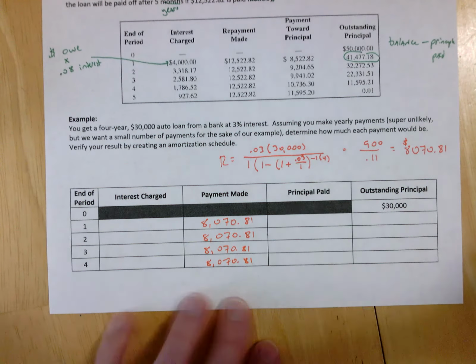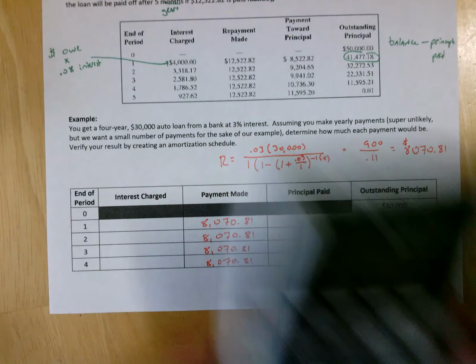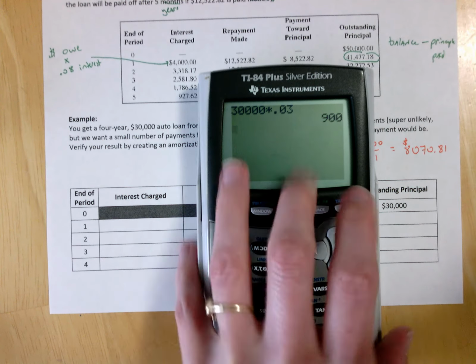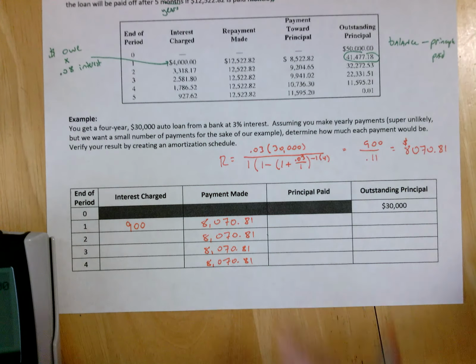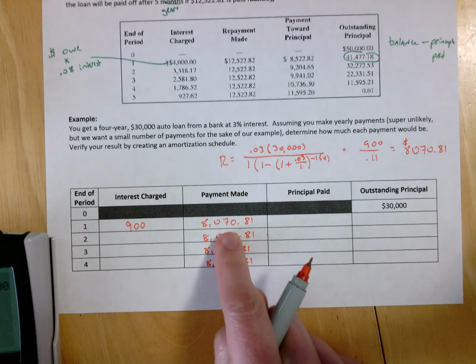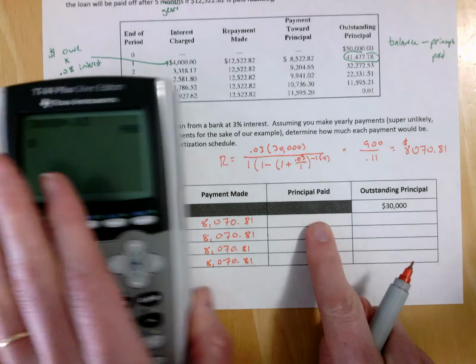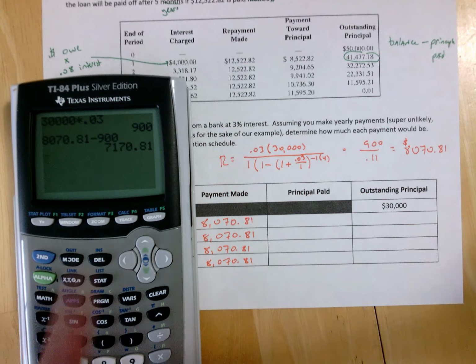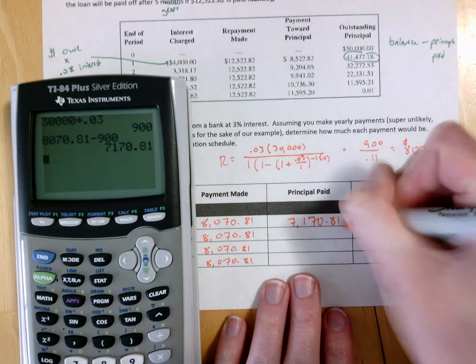Okay, so I owe them $30,000, and I'm doing 3% interest per year. So $30,000 times that 3% interest, $900. So the first year I pay $900 in interest. So I gave them $8,000. My interest was $900. So the amount that's actually going towards principal is going to be that 8070.81 minus that $900. So this is how much money is actually going towards my principal.